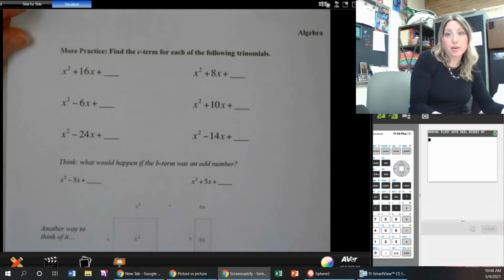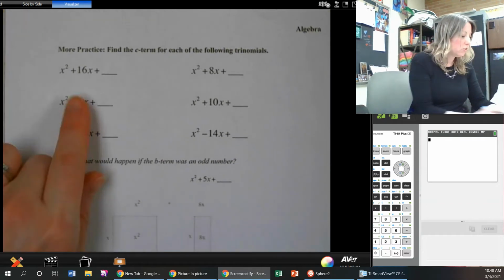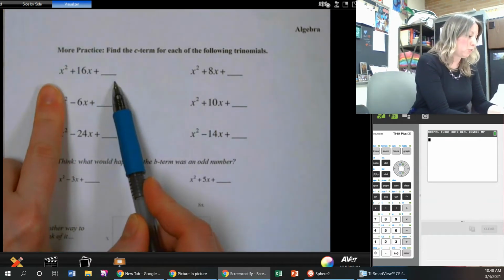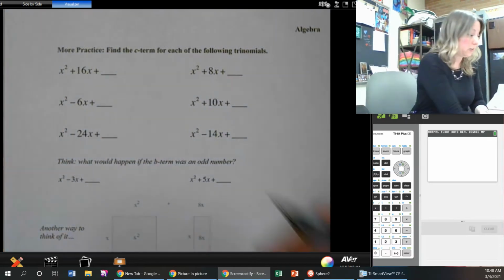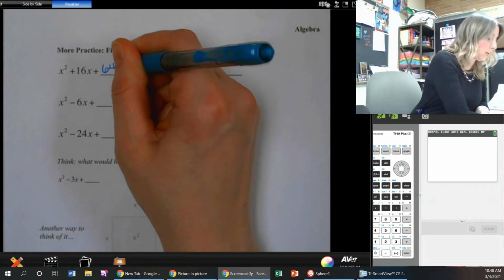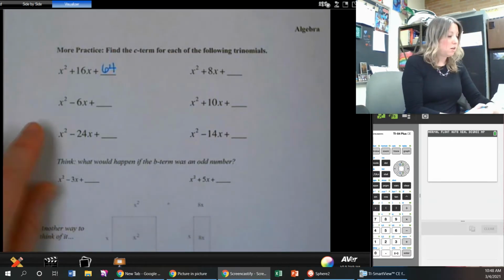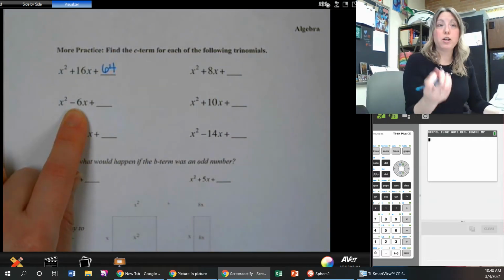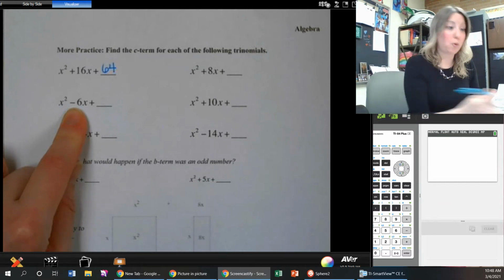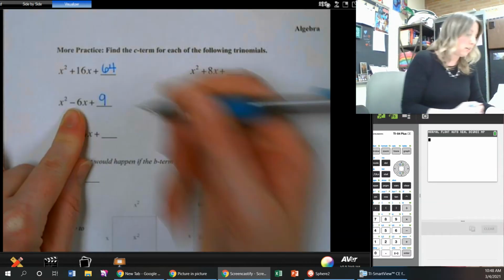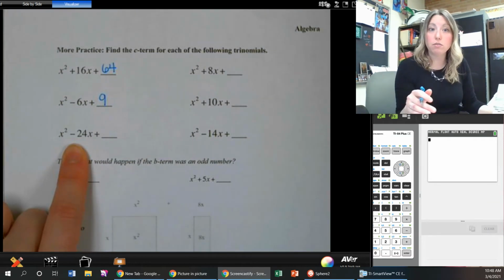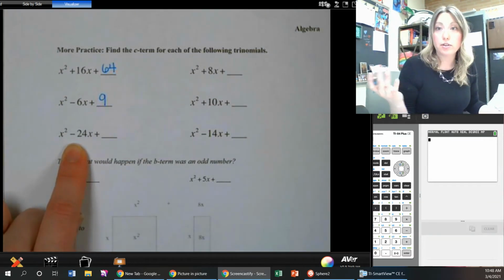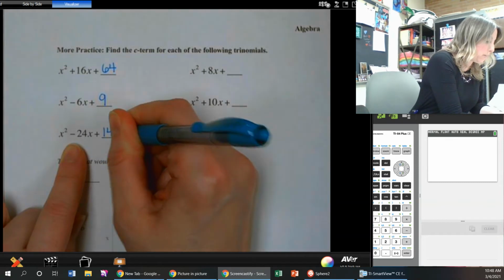More examples of this. So let's make this a perfect square trinomial. 16 divided by 2 is 8. 8 squared is 64, plus 64 at the end. Negative 6 divided by 2 is negative 3. Negative 3 squared is 9 at the end. Negative 24 divided by 2 is negative 12. Negative 12 squared is positive 144.